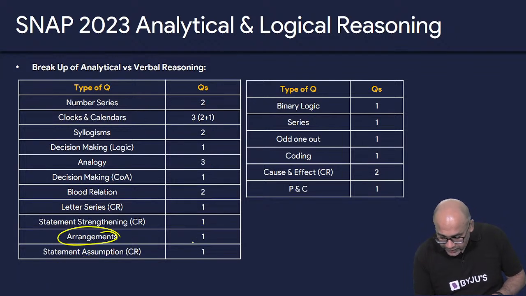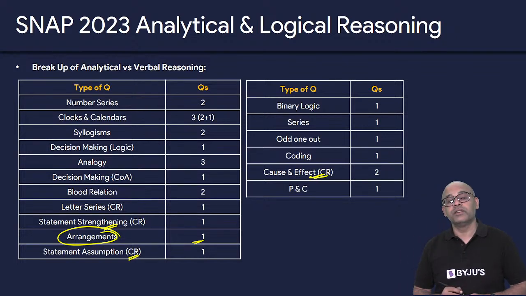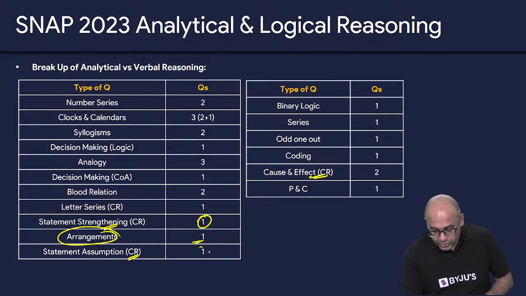We had one in the arrangements. We had statement assumption 1. We had statement strengthening 1. And there was supposed to be one more. Yes, cause and effect. So here, 1, 2, 3 and 4.